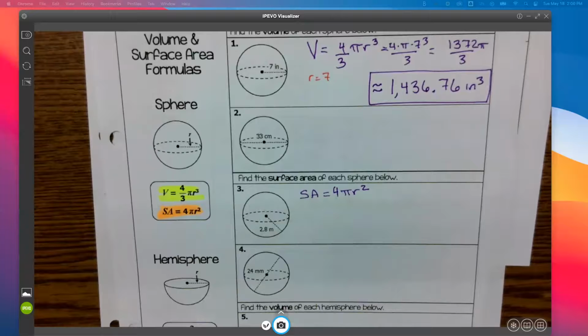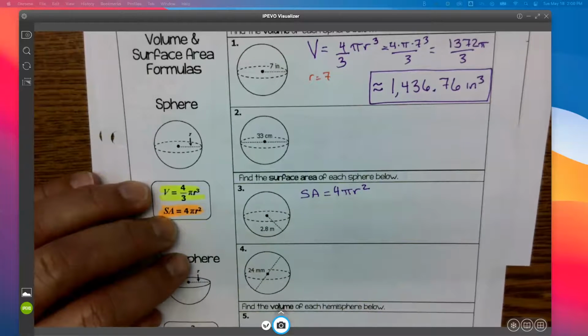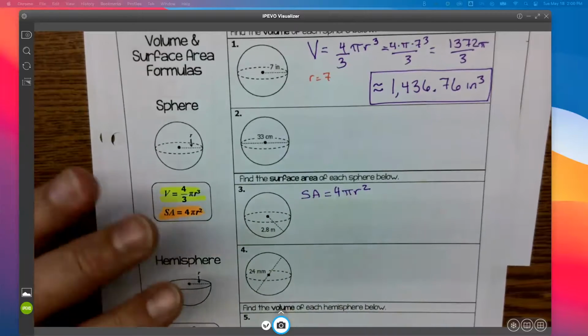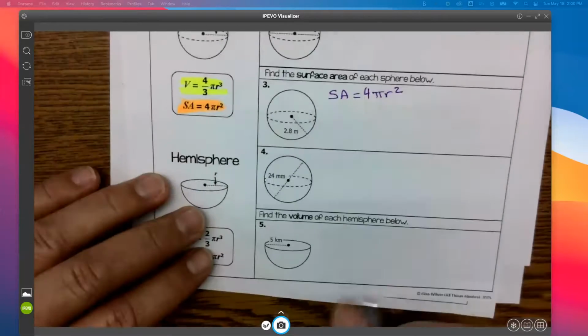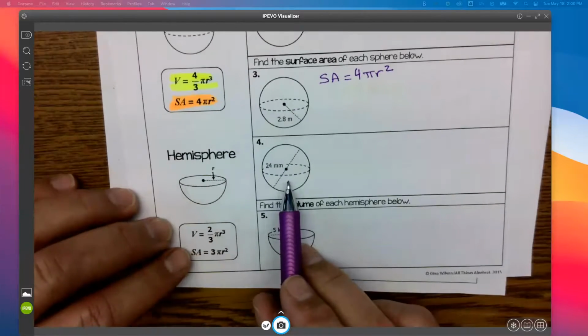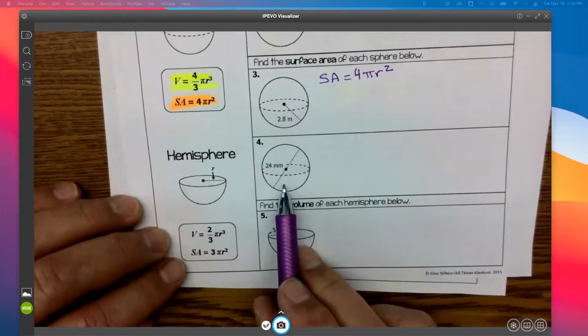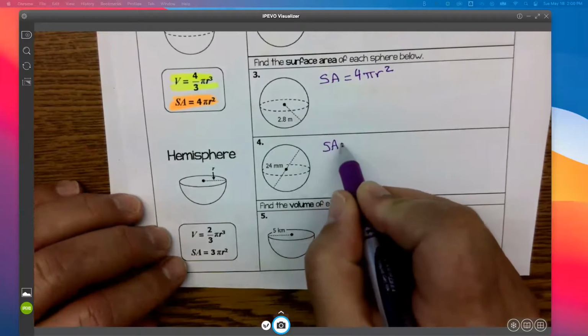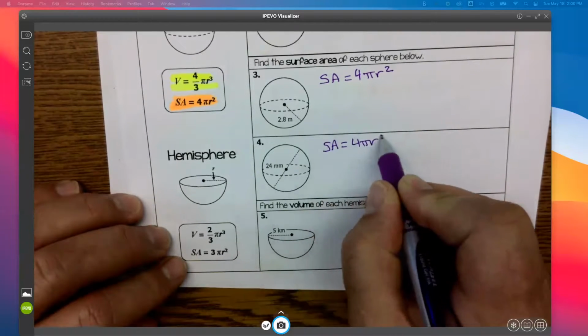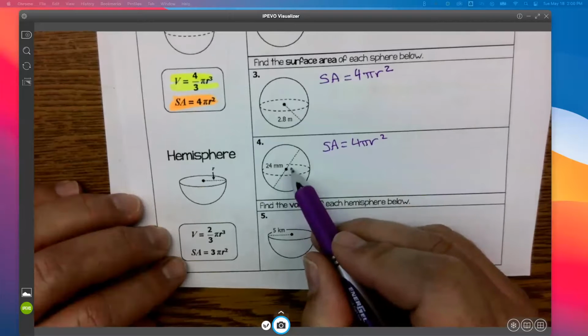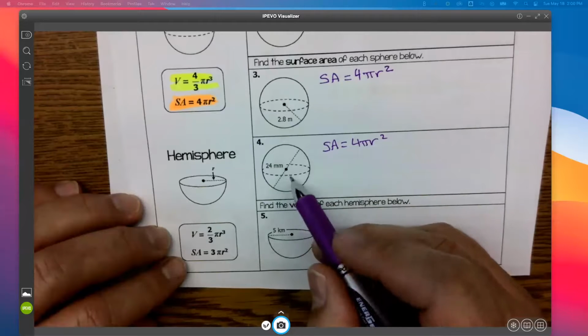Do you feel like this unit in particular is pretty straightforward? If you have the formula, you just plug it in and go. Yep. Yeah, there are some twists. Sometimes you've got, for example, let's come down here and do number 4. There's a very, very slight twist in this. What's the twist? Excellent. It gives you the diameter instead of the radius. So what's our radius?